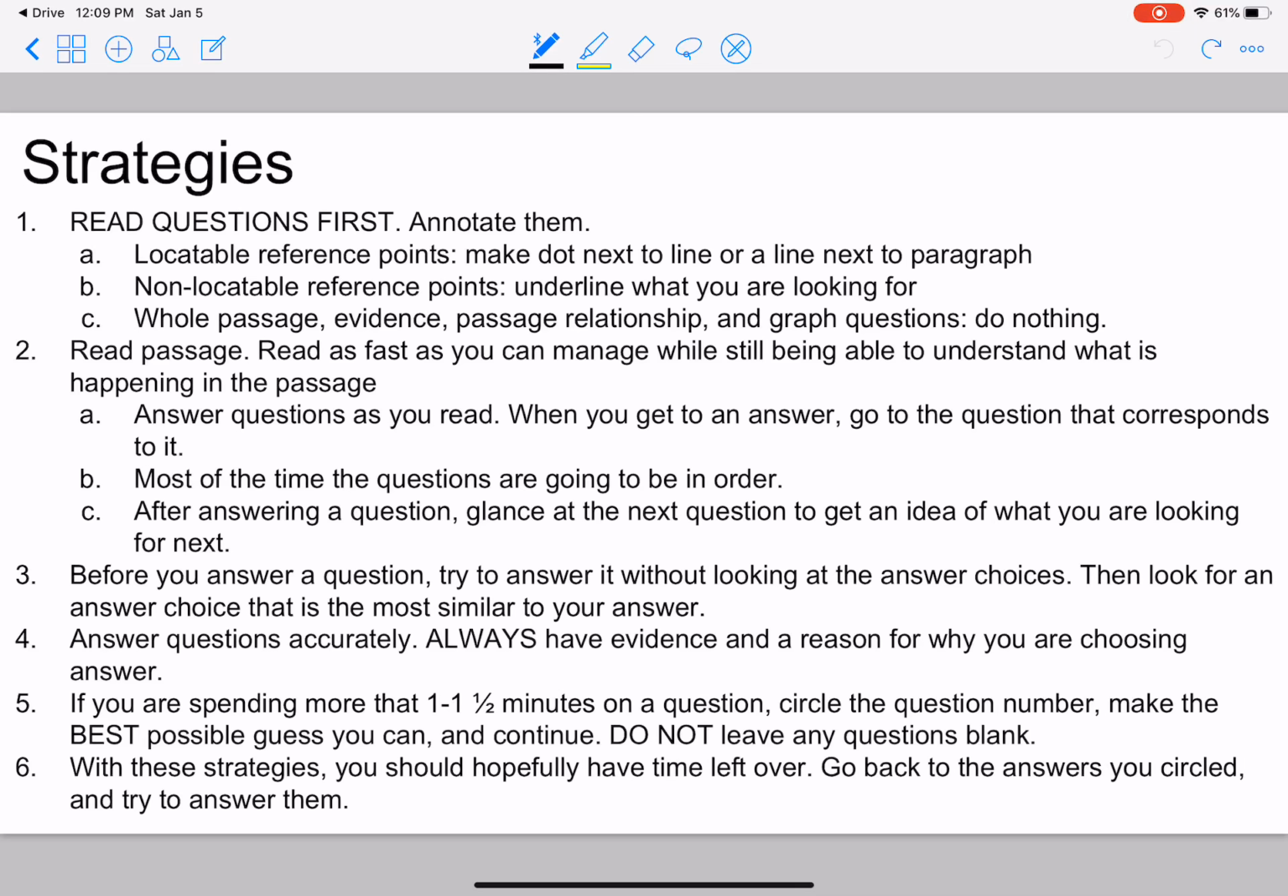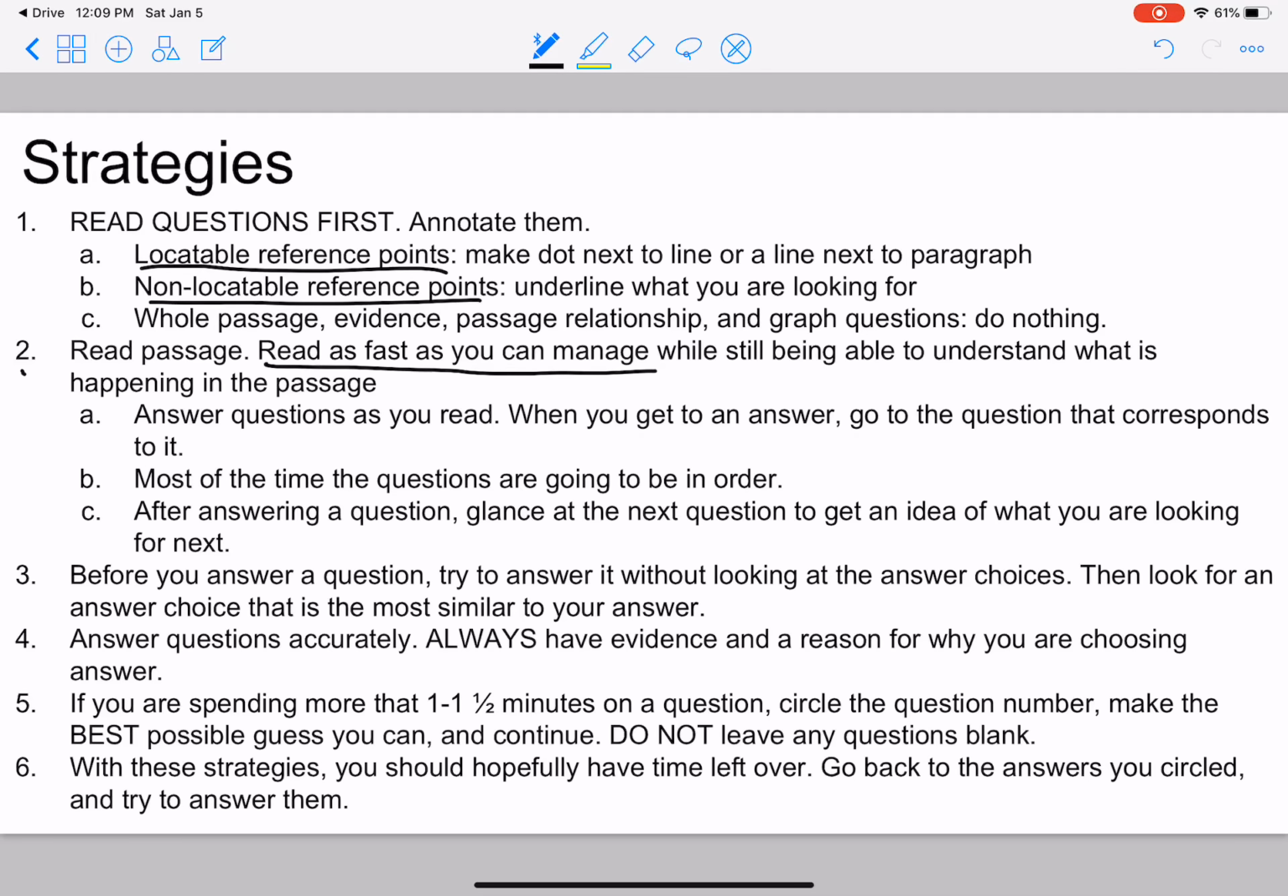And then for whole passage evidence, passage relationship, and graph questions, you're not going to do anything, because you need to read the whole passage, or you need to see a graph for that question. So for those, you don't do anything, but for locatable reference point and non-locatable reference point questions, you do something when you read the questions. So step one, you read the questions first, and you annotate them like how I just told you. Step two, you read the passage. So you read the questions first, and then you start reading the passage.